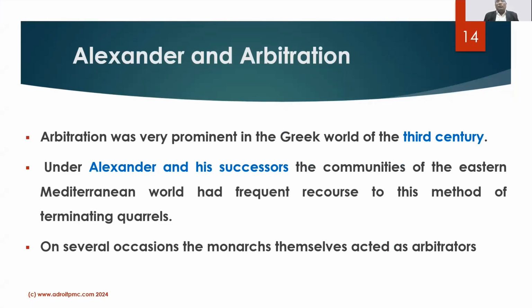To know, we have to travel back to the period of Alexander the Great. It was very prominent in the Greek world of the 3rd century. When Alexander was ruling, he himself and his successors of the Eastern Mediterranean world very frequently had recourse to this arbitration for terminating quarrels. On several occasions, the monarchs, the kings themselves, acted as the arbitrators.